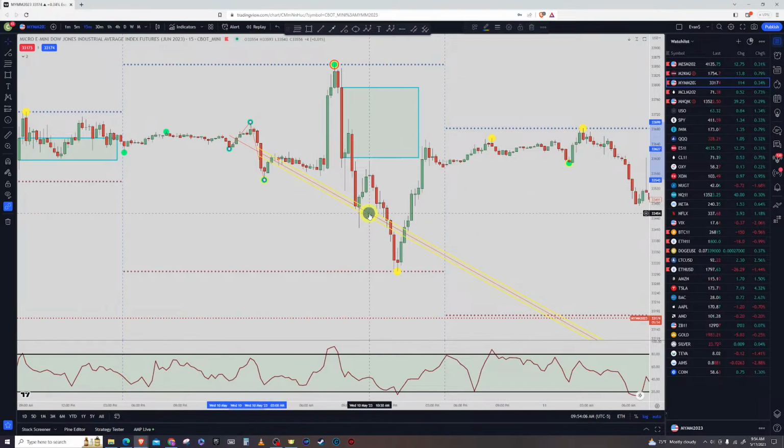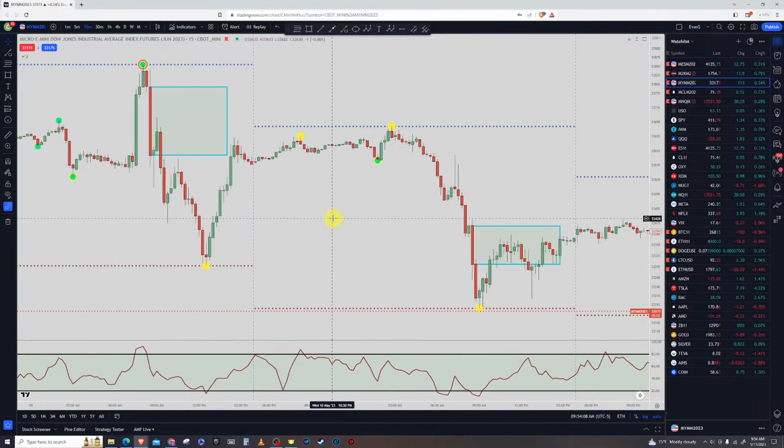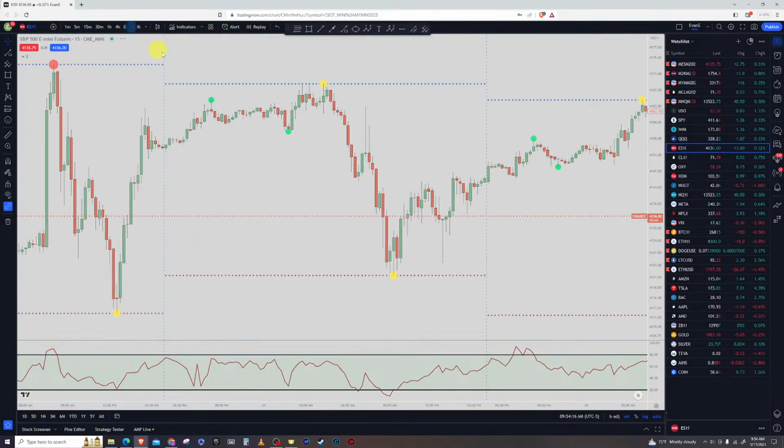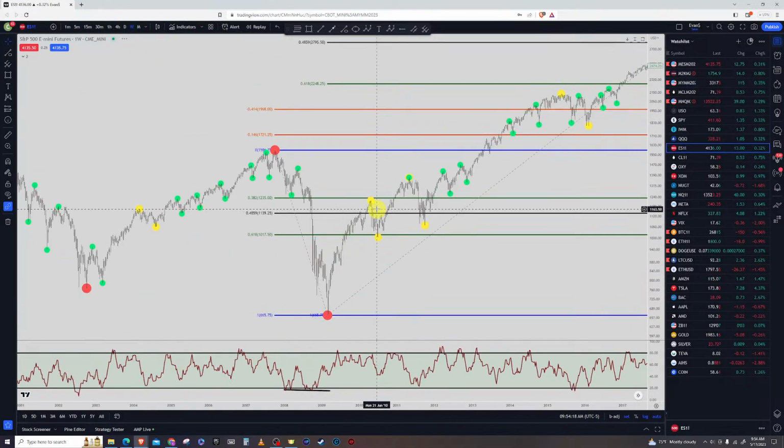So yeah, we'll start looking at this pitchfork as well. Looks pretty interesting. Or if you do it, let's see here. Let's go to the weekly ES. See what this one... That wouldn't work right there, I don't think.